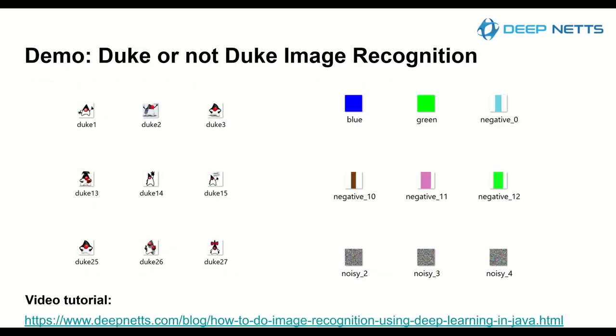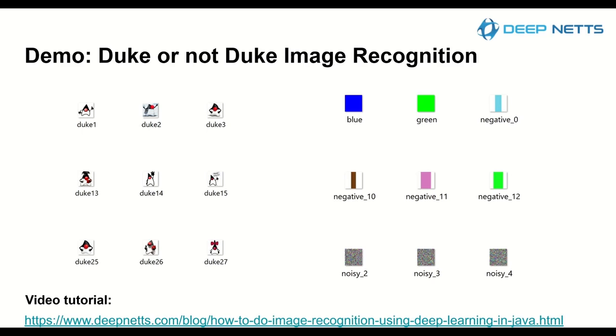So to get down to the point and show you how it is done in practice, I will show you a simple image classifier convolutional network, which is a very basic deep learning model that will be able to recognize Duke mascot images. It will be able to tell us whether the image contains the Duke logo or not.